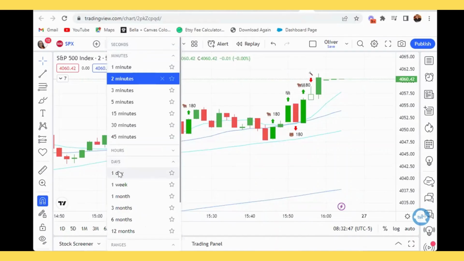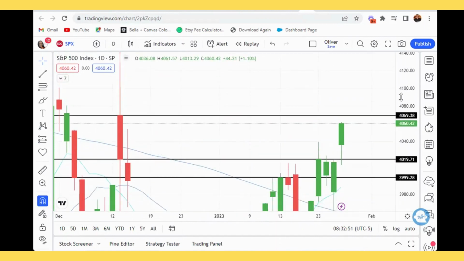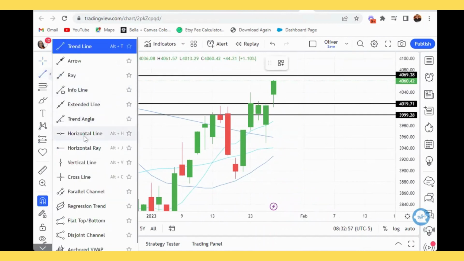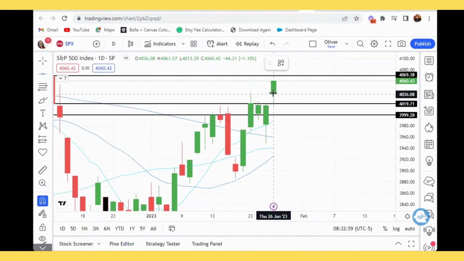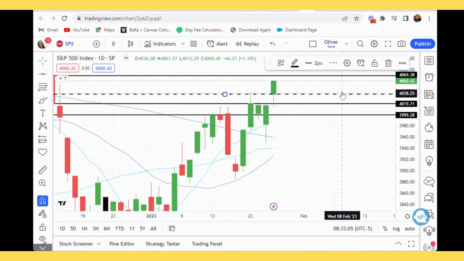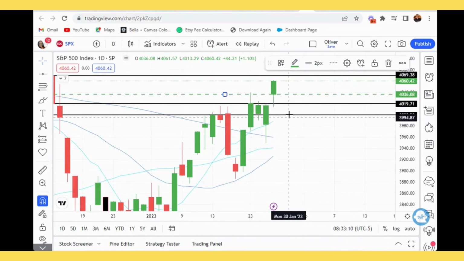Let me show the daily chart on the S&P, which is this. We've got a gap below us now. Yesterday it gapped up. There's a gap there. Let me change it to a dashed line and maybe make it green for gaps. I can't see that it's green here, but notice it gapped up right at 40.19, 40.20.